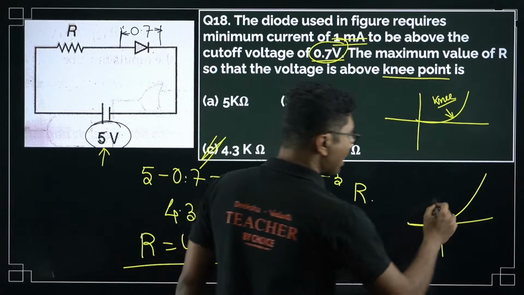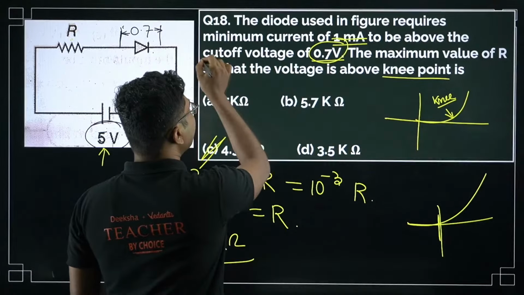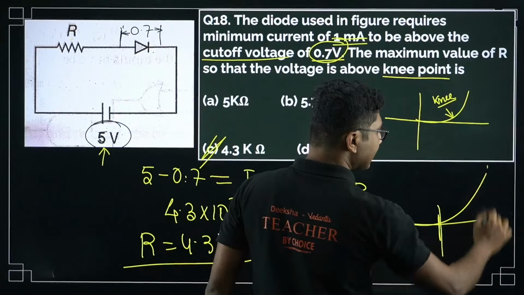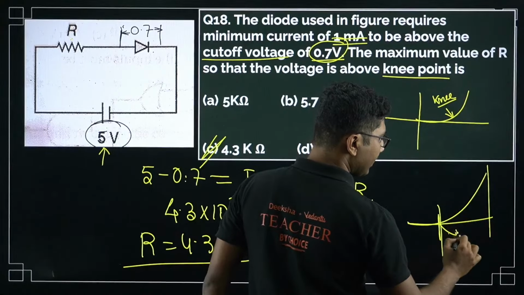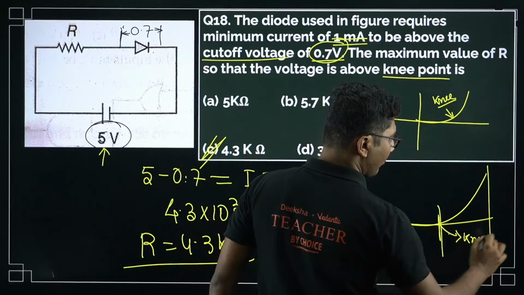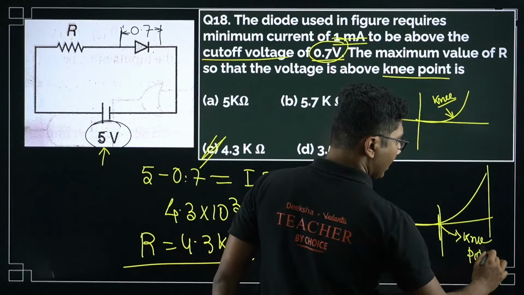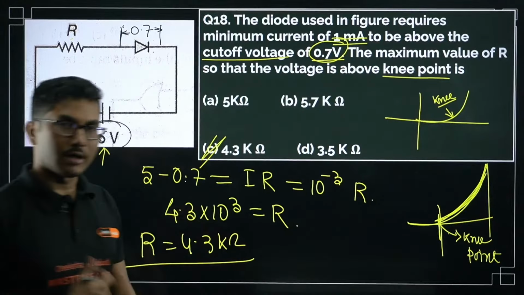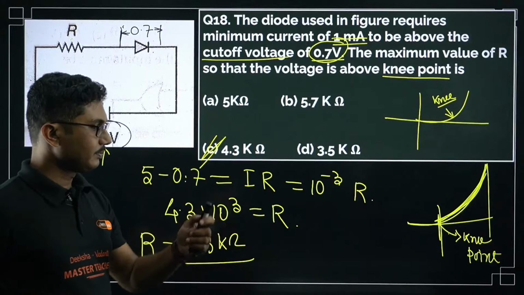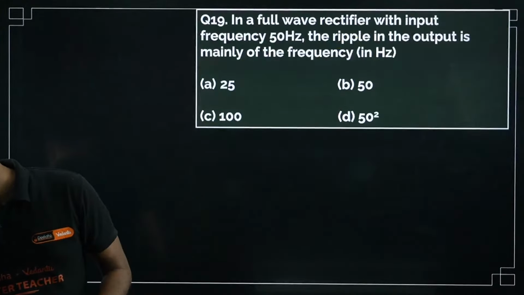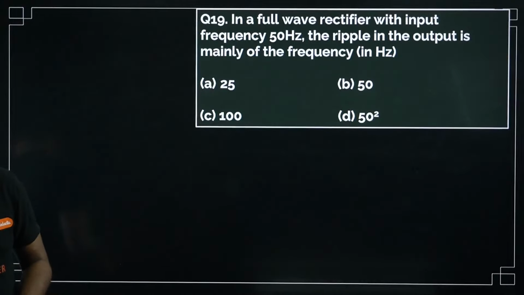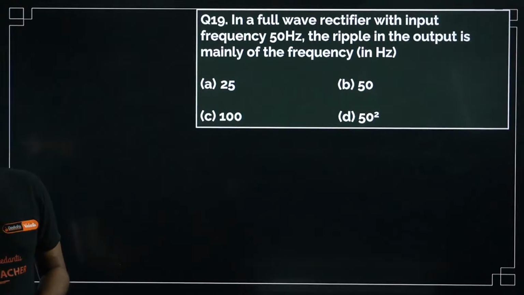This is basically the minimum cutoff voltage. If you read the question, it says cutoff voltage. So if the diode is in this region, then this is the knee point. If the diode operates in this region, then we say the diode is operating above the knee point. Okay, clear, Manvi? Yes, Phonics, yes. Kanishk, please.